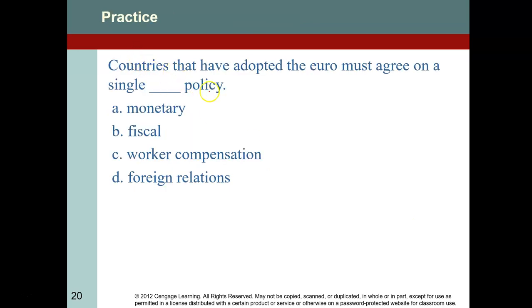Practice: countries that have adopted the euro must agree on a single monetary policy. The right option is A. Okay, not fiscal, not worker compensation, not foreign relations.